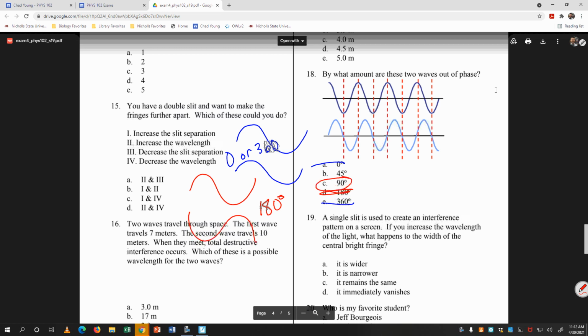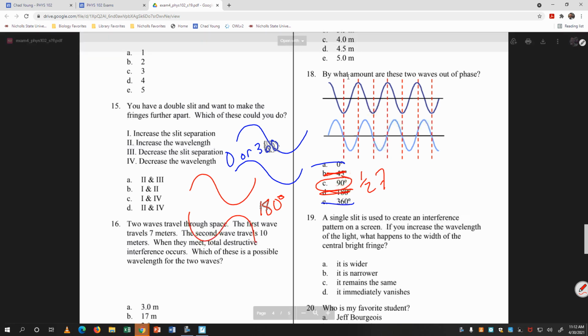We never did 45 degrees. 45 degrees is just hard to draw. So that's a 90 degree shift. It also means that it has a half wavelength shift. Those are the types of questions that you'll see with regard to interference.